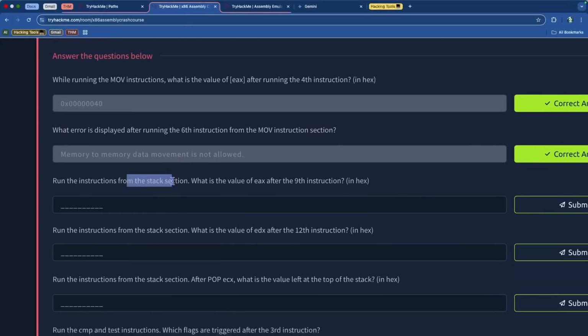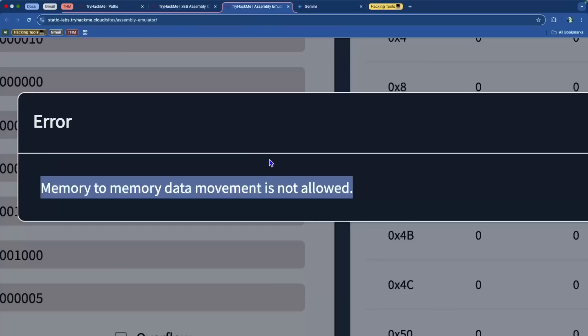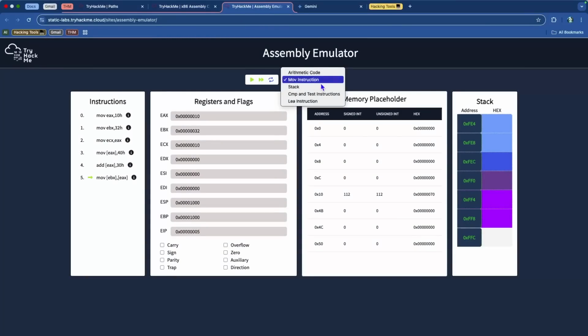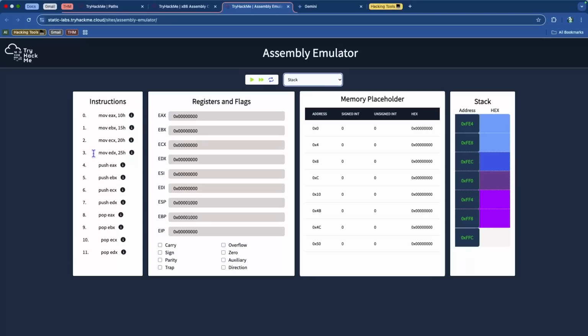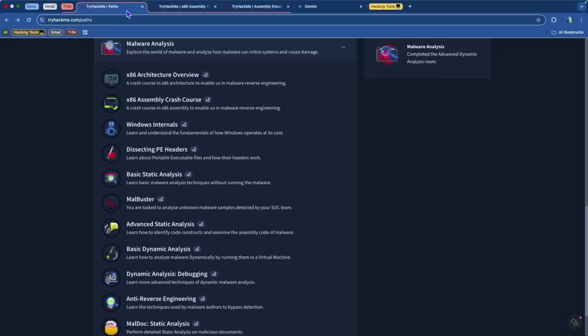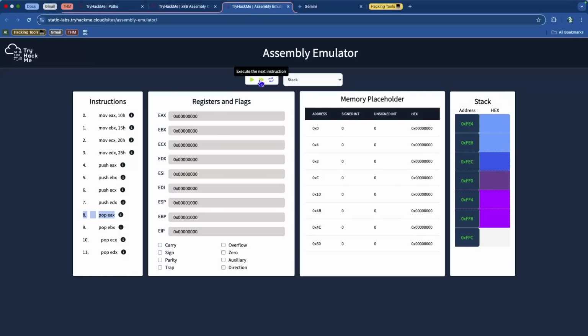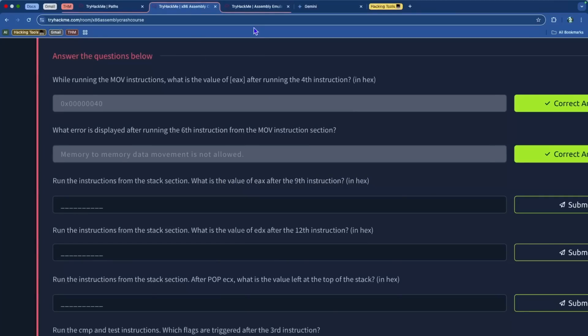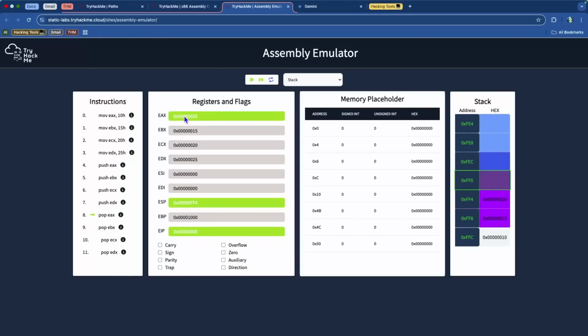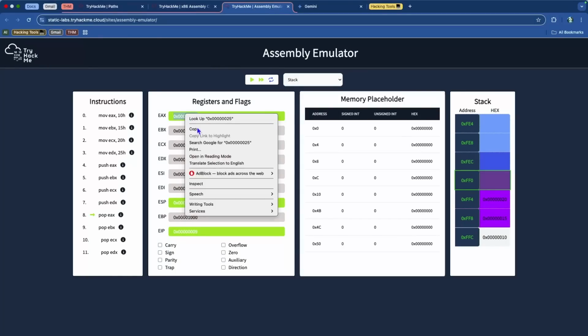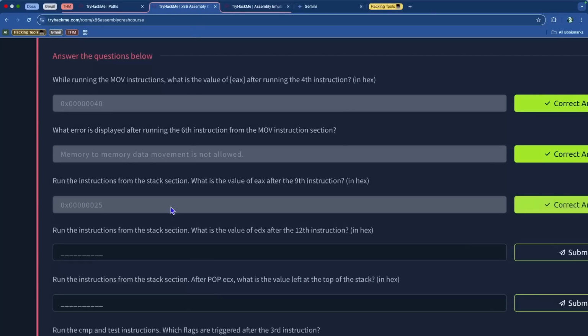Run the instructions from the stack section. What is the value of EAX after the 9th instruction in hexadecimal? So let's see if we have a stack. There we go. That's the stack section. And the 9th instruction is technically position 8 because it starts at 0, right? So we're just going to click this 1, 2, 3, 4, 5, 6, 7, 8, and 9. And the value of EAX after the 9th instruction, what we see here is as such. So let's copy that and take that. There you go.